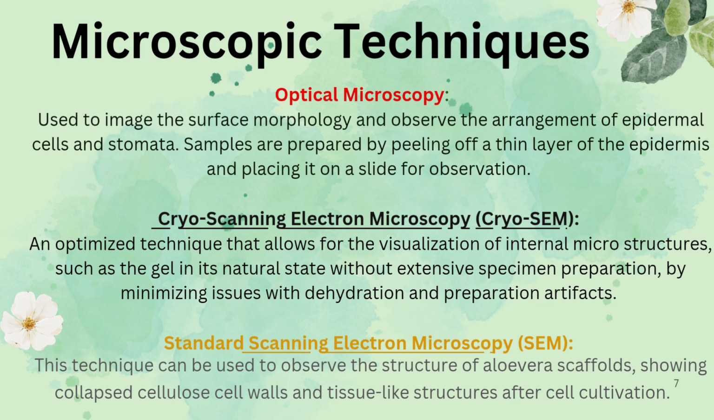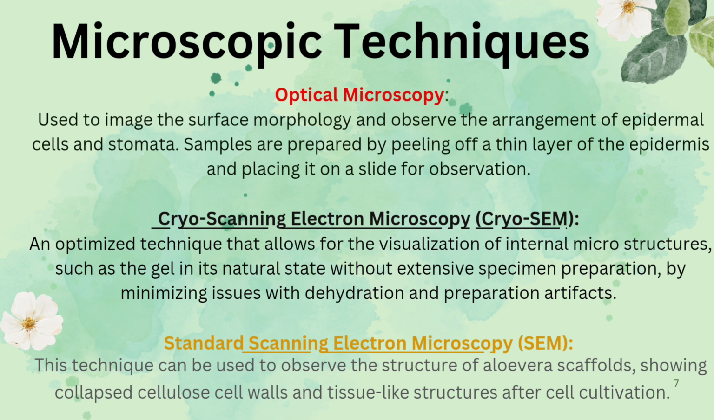Microscopic techniques. First, optical microscopy, used to image the surface morphology and observe the arrangement of epidermal cells and stomata. Samples are prepared by peeling off a thin layer of the epidermis and placing it on a slide for observation. Then second, cryo-scanning electron microscopy, an optimized technique that allows for the visualization of intermural microstructure such as the gel in its natural state without extensive specimen preparation, by minimizing issues with dehydration and preparation artifacts.